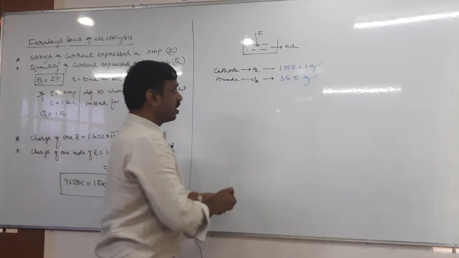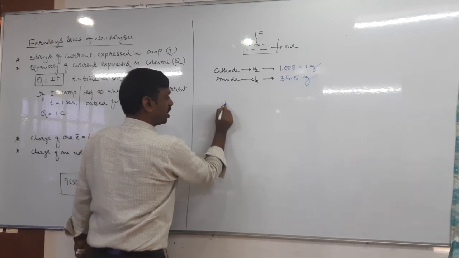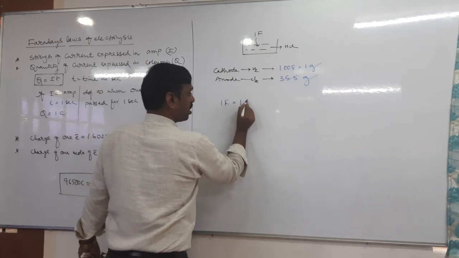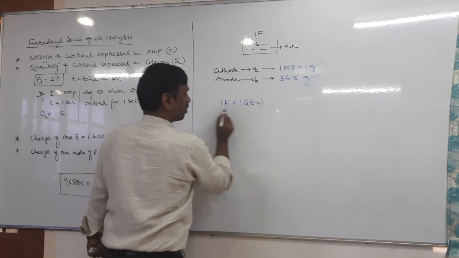So can we write it like this? 1 Faraday of electric current always liberates or deposits one gram equivalent weight.